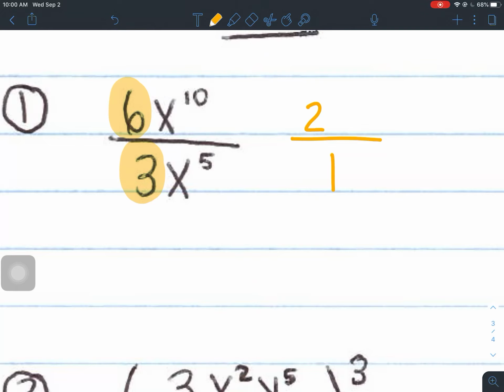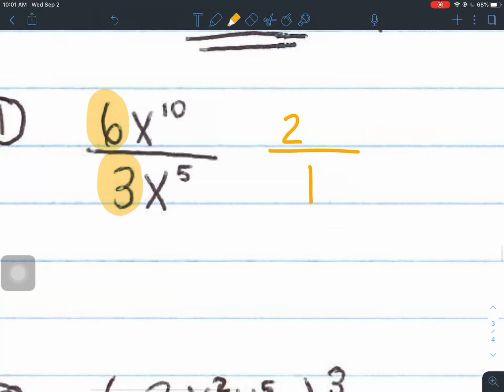If I get 6 divided by 3, I get 2. How can I write 2 as a fraction? 2 over 1. Now I'm going to show you in a second. Do I really need to write a fraction every time? No, but I'll show you exactly why.